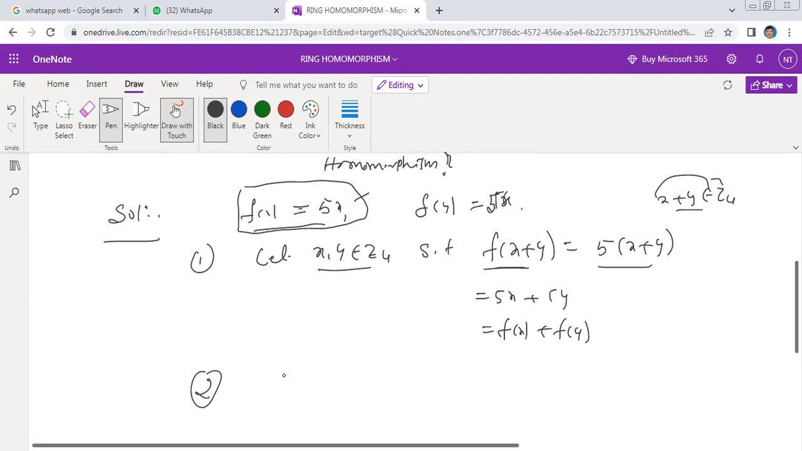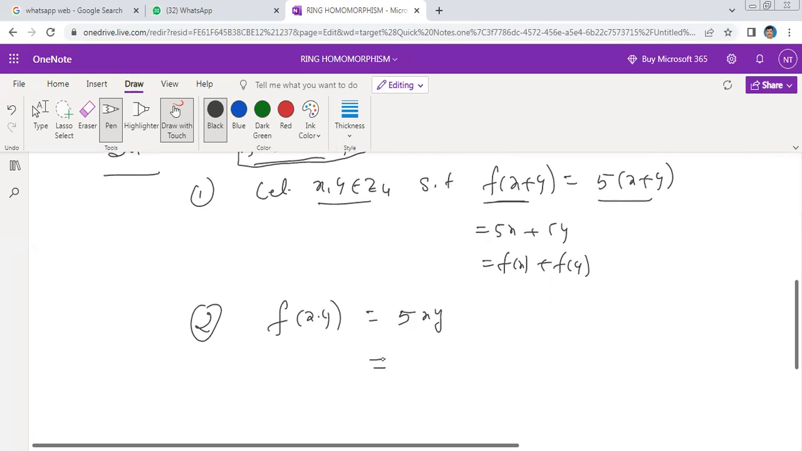Now go for the multiplication. What is f of x into y? f of xy is equal to 5 times xy. Is it equal to 5 times x into 5 times y? Is it a ring homomorphism or not? Can anybody say? I'm writing this as 25 times xy. Is it correct? You see, 25 is congruent to 5 modulo 10.